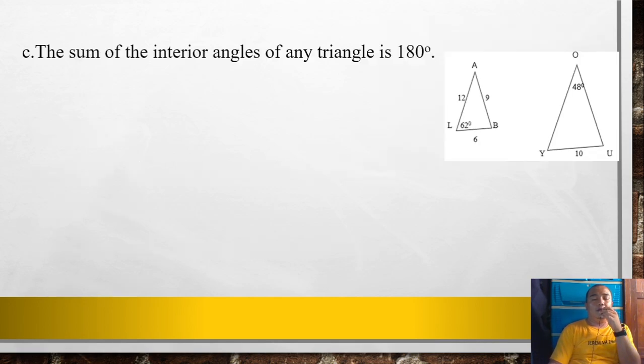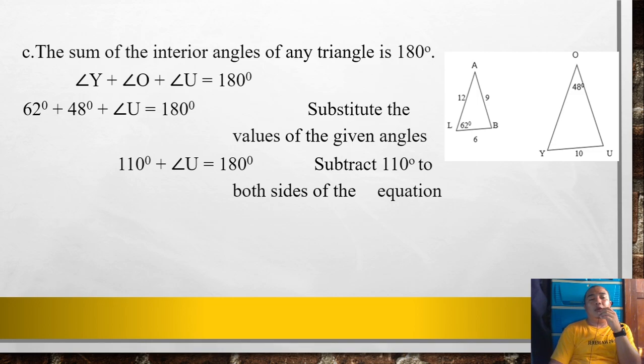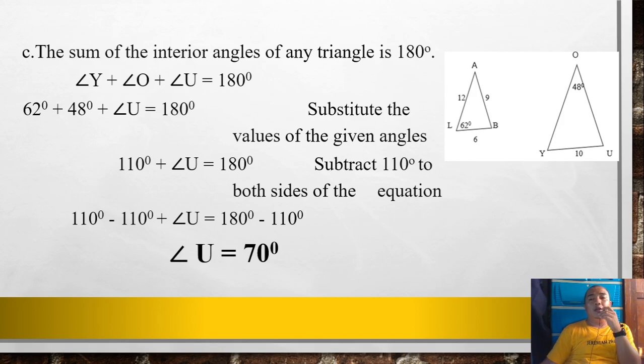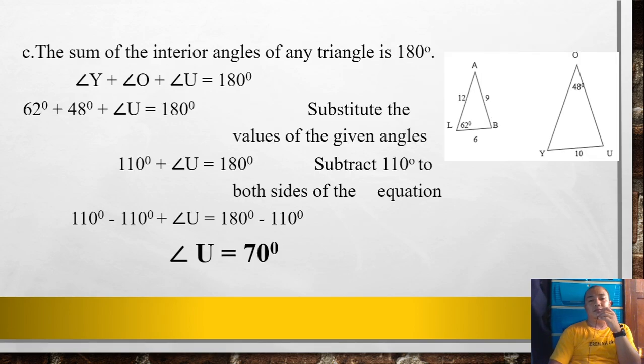For angle U, the sum of the interior angles of any triangle is 180 degrees. So, angle Y plus angle O plus angle U is 180 degrees. Y is 62 and O is 48 degrees. What is the measure of angle U? It is 180 minus the sum of 62 and 48. 62 plus 48 is 110. So, 180 minus 110 is 70 degrees. So, angle U is 70 degrees. Therefore, angle B is also 70 degrees, because angle B and angle U are corresponding angles.